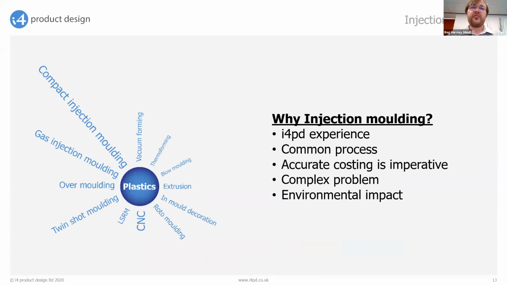It's a common process, particularly for volume manufacturing, and for volume manufacturing, we need to get an accurate costing. A slight variation in product cost, when you multiply that by tens of thousands or hundreds of thousands, starts to seriously impact your forecasting. So it's really important to get accurate costs. It's also a very complex problem. There's a lot that goes into costing these things, and it's still not really a fully solved problem, at least not yet.